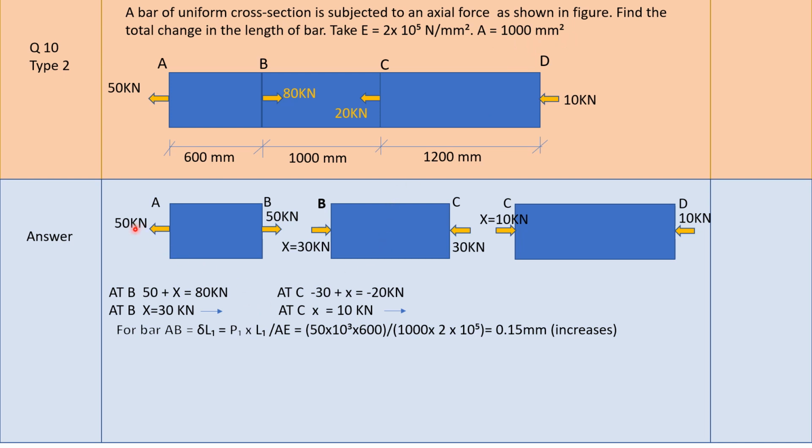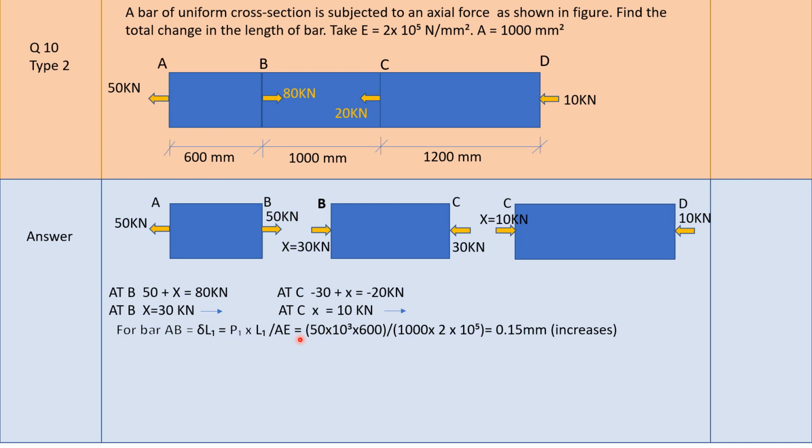Substitute the values. P1 is 50 kilonewton. So 50 into 10 raised to 3, converting it into Newton. Length given for AB is 600 mm. So L1 is 600 divided by area given is 1000 into E given is 2 into 10 raised to 5. Put the bracket in the numerator and the denominator and take your calculators in your hand. Start the calculations from here.